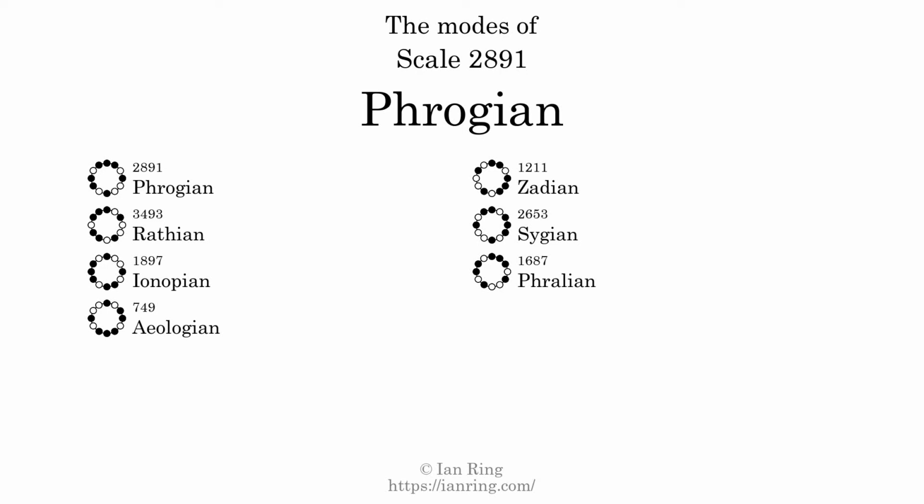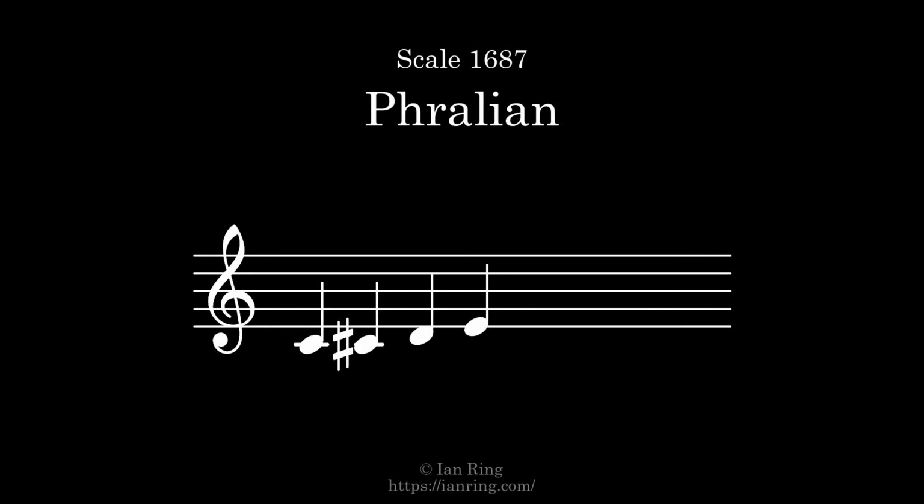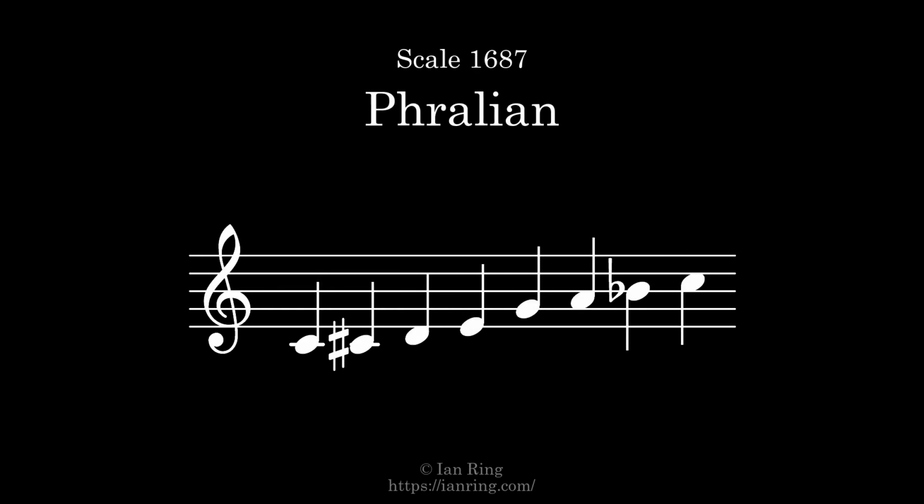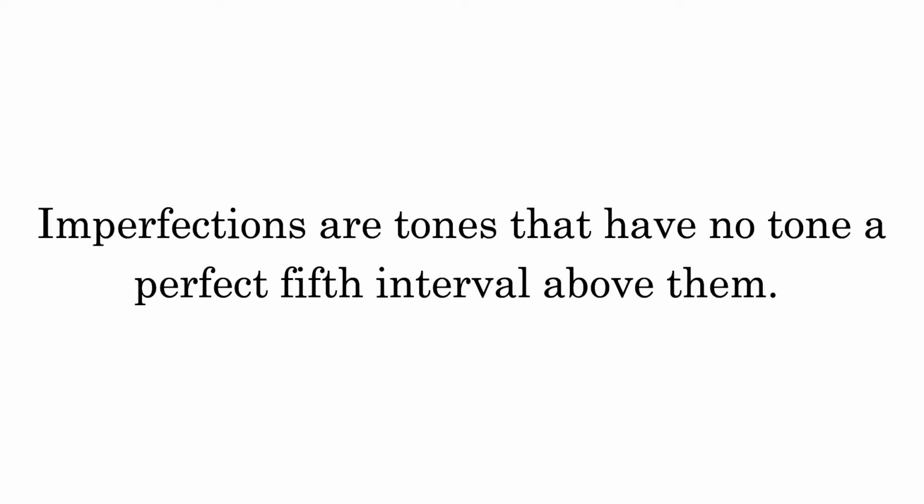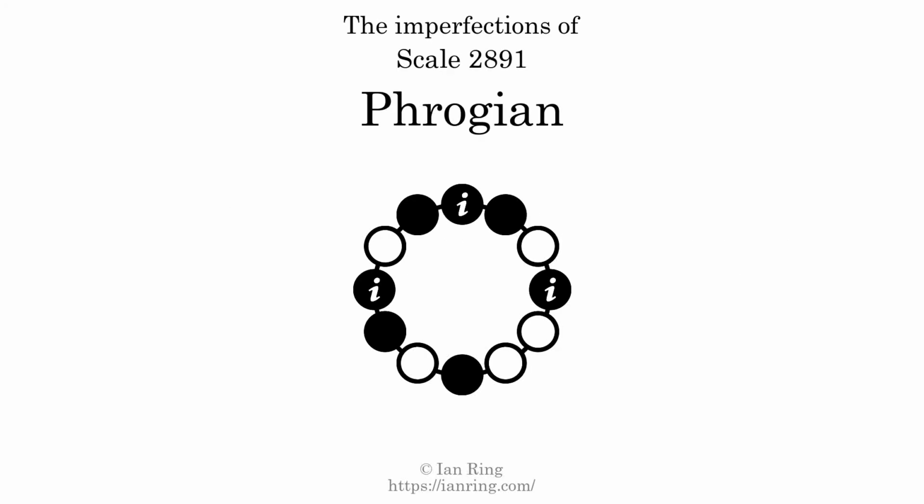The seventh and last mode is scale 1687, also known as Phrogian. It sounds like this. Imperfections are tones that have no tone a perfect fifth interval above them. This scale has 3 imperfections. They are at positions here, here, and here.